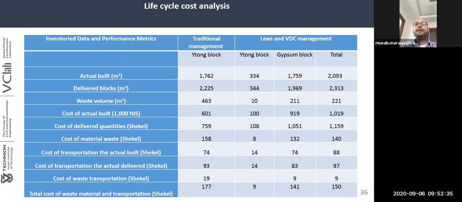After that, we did life cycle cost analysis, not only to see how much savings occur in greenhouse gases, but also to see how much we save in terms of money. If we look at the last row, we found that the total cost of wasted material and its associated transportation is 177,000 shekel in the traditionally managed project, reduced to 150,000 shekel in the lean and VDC management, which shows an improvement of around 18%.